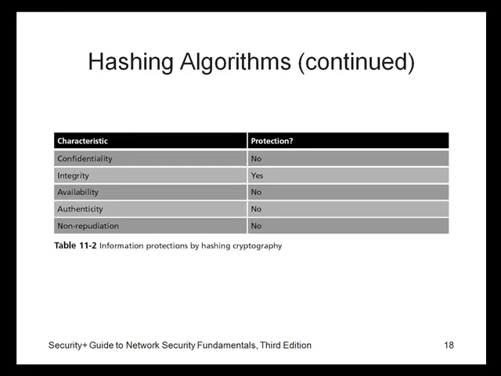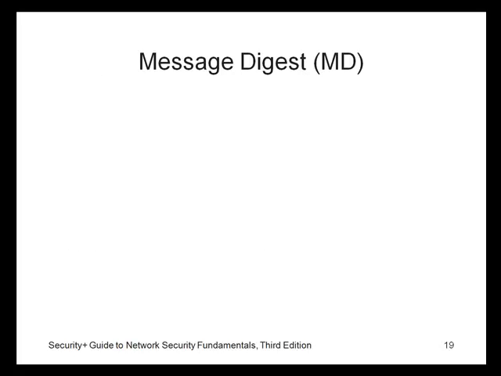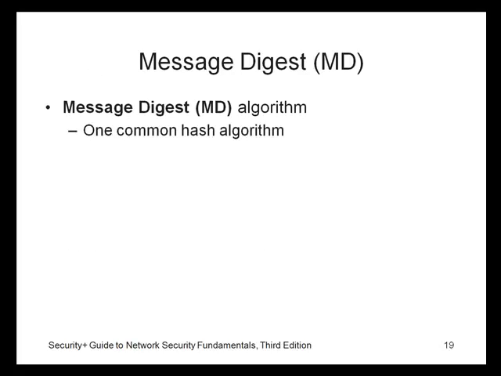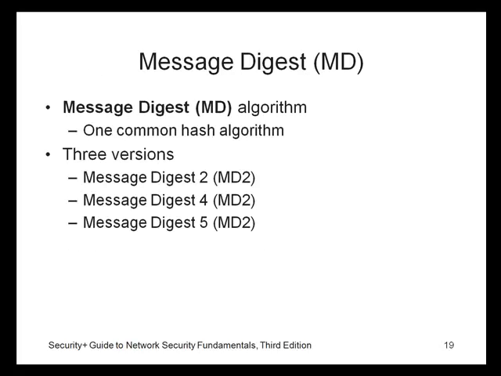So hashing algorithms, do they do anything for confidentiality for us? No. Integrity, yes, and you go down this list, and integrity is what hashing algorithms do for us. They provide the integrity of it. The message digest algorithm is a common hash algorithm, 3 versions, MD2, 4, and 5. MD5 is the current one. All the other ones are much weaker.